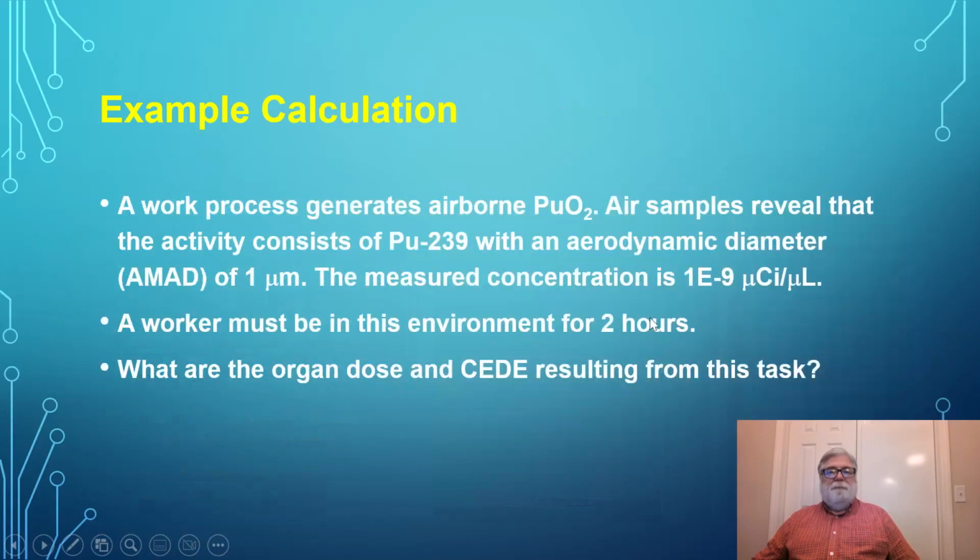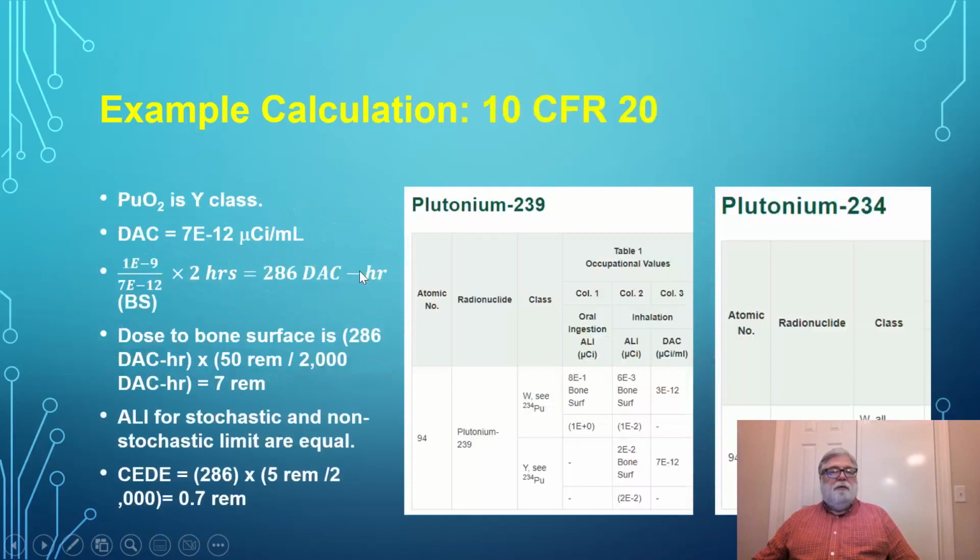This is another typo. I'll correct it. It's 1.0 × 10⁻⁹ microcuries per milliliter. The worker must be in this environment for 2 hours to complete some task. What are the organ dose and the committed effective dose equivalent resulting from this workplace exposure?